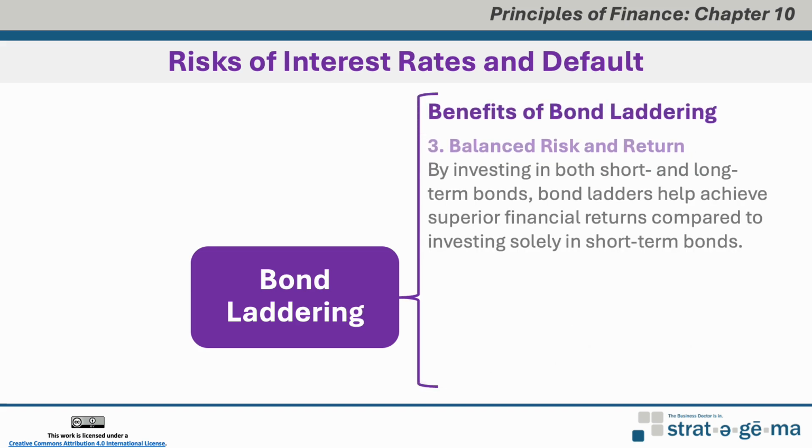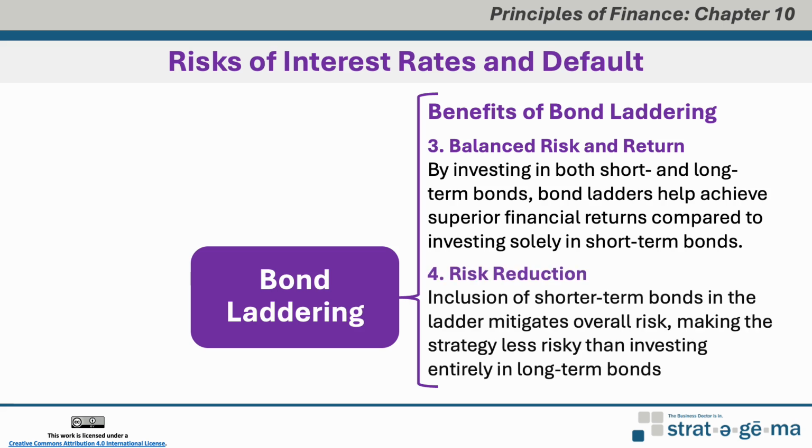Another benefit is that you can balance that risk-return relationship. So by having both short-term and long-term bonds, the ladders can help achieve superior financial returns compared to investing solely in short-term bonds. And the final benefit is risk reduction. So including shorter-term bonds in your portfolio can mitigate the overall risk, making the strategy less risky than investing entirely in long-term bonds. So it's all about, in essence, diversification of risk.